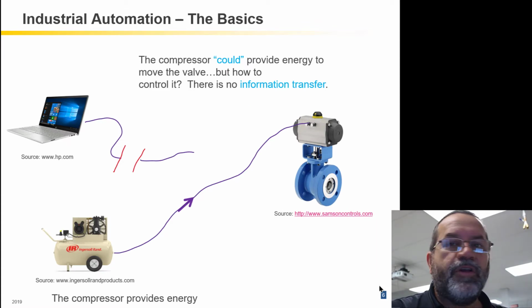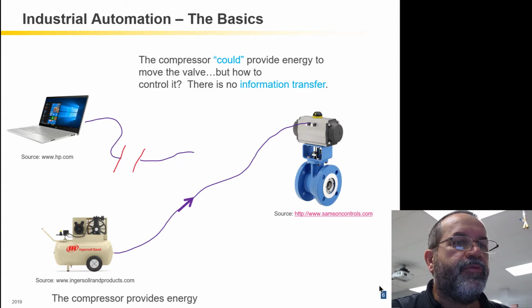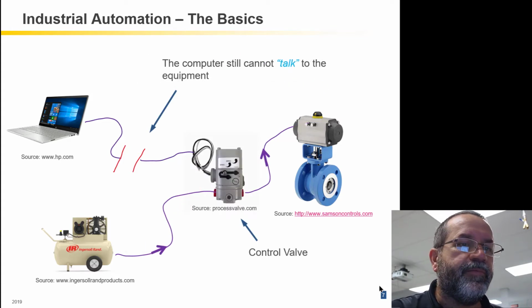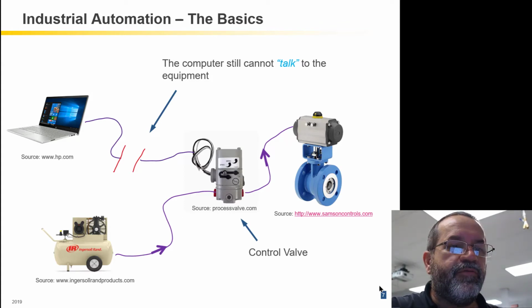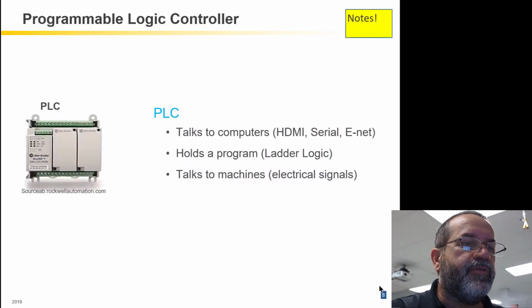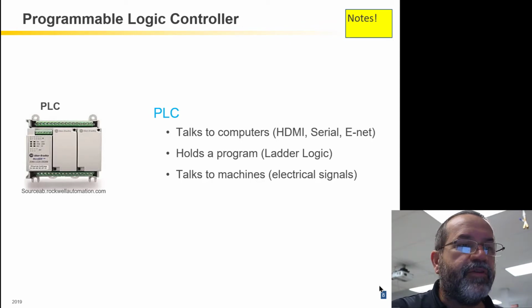And so we could hook a compressor up to a motorized valve. That would give the energy to move that valve. But we still can't talk to that valve because the laptop just can't talk to a valve directly. So we put a control valve in the middle. The control valve will turn the energy on and off. That works, and that would let us move that big valve. But we still can't talk to the control valve. We need a PLC, a programmable logic controller. The PLC can talk to the laptop, and the PLC can talk to that control valve. It can send a signal out.